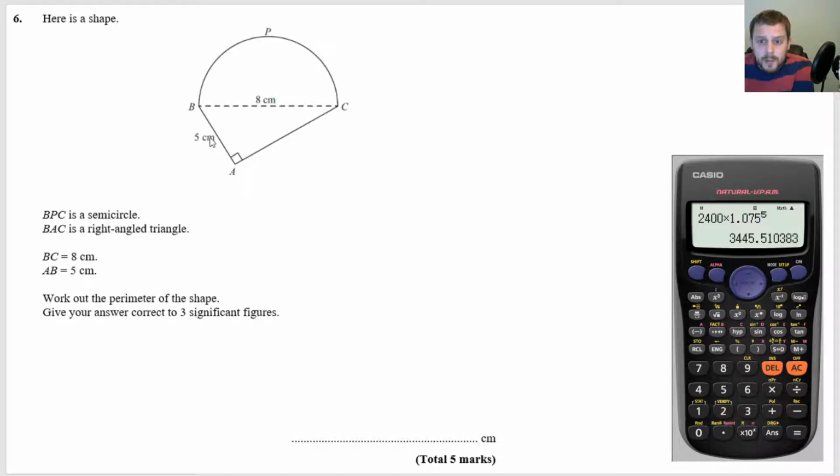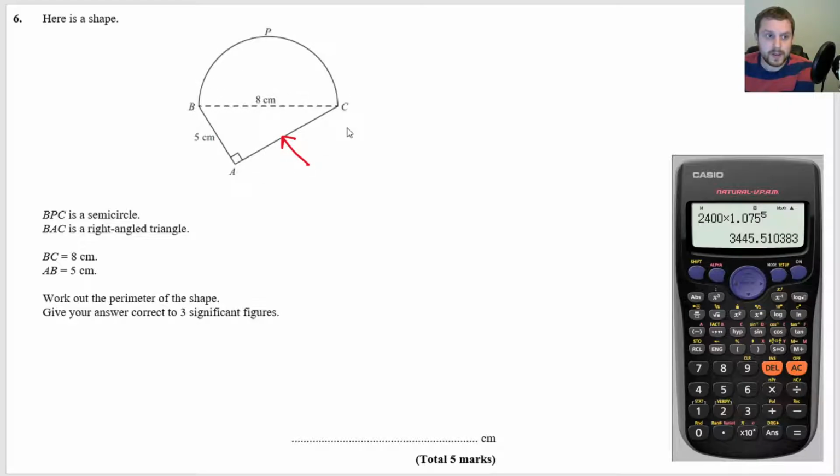So we've got a shape. The dashed line is not part of the shape. So this is a compound shape with a semicircle glued to a right-angled triangle. It tells us this length here is 5, and the length across, so it's the hypotenuse of the right-angled triangle, it's also the diameter of the semicircle, and we're told that that's 8, and it wants the perimeter, so we want all of the sides added up, and at the moment we've only got one side. We've got 5 centimeters, and that's it. So let's figure out this side first, because why not?